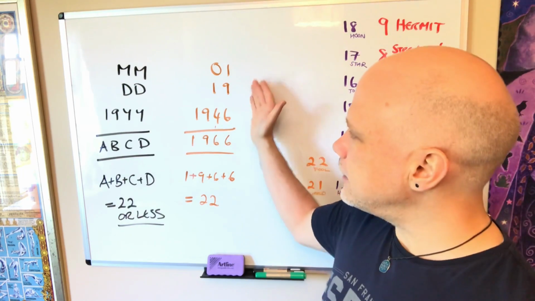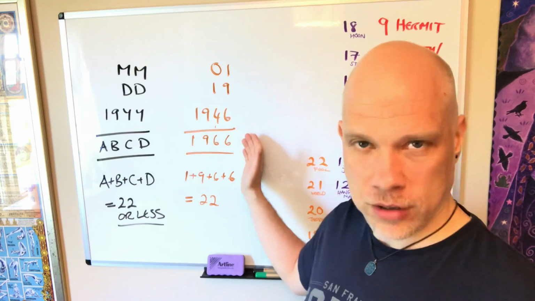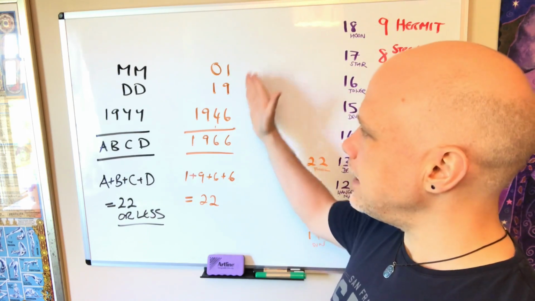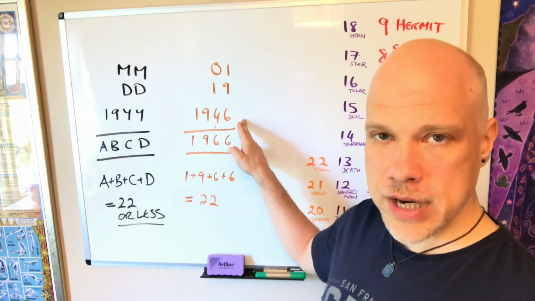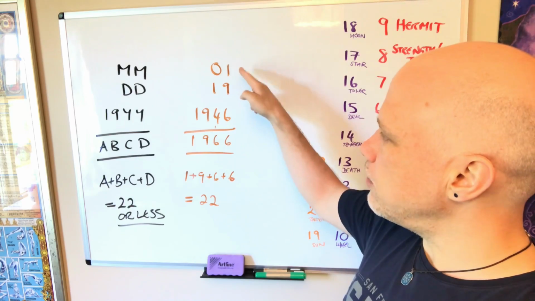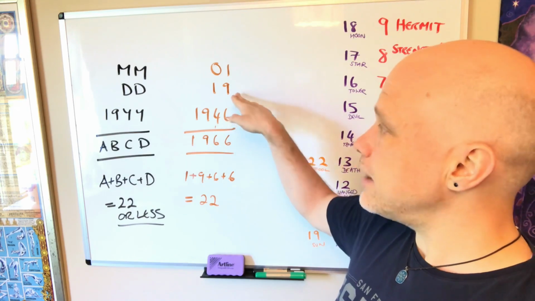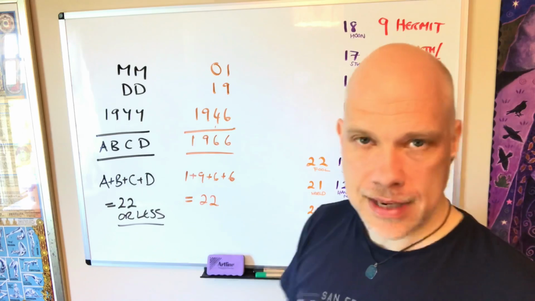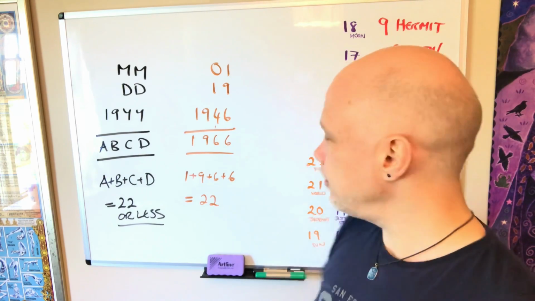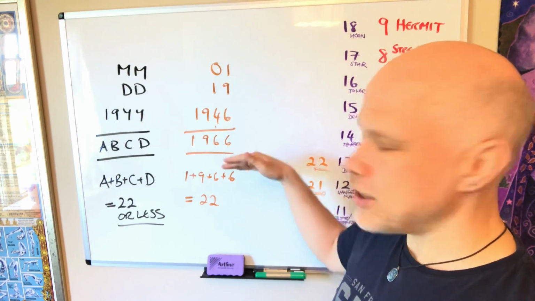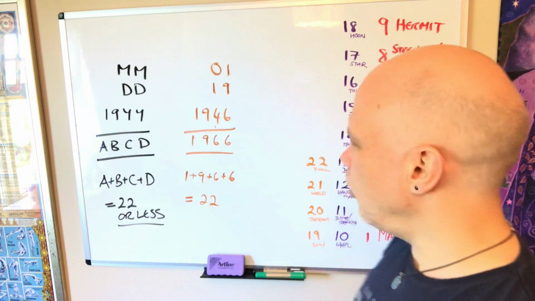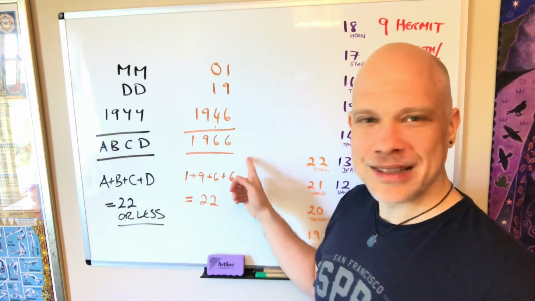So here is the birth date of Dolly Parton. Dolly Parton was born on the 19th of January 1946. So I've written down here for the month 01, for the date 19, and for the year 1946. With me so far? And then you use good old-fashioned long addition or whatever they call it. You remember doing this? I remember doing this.